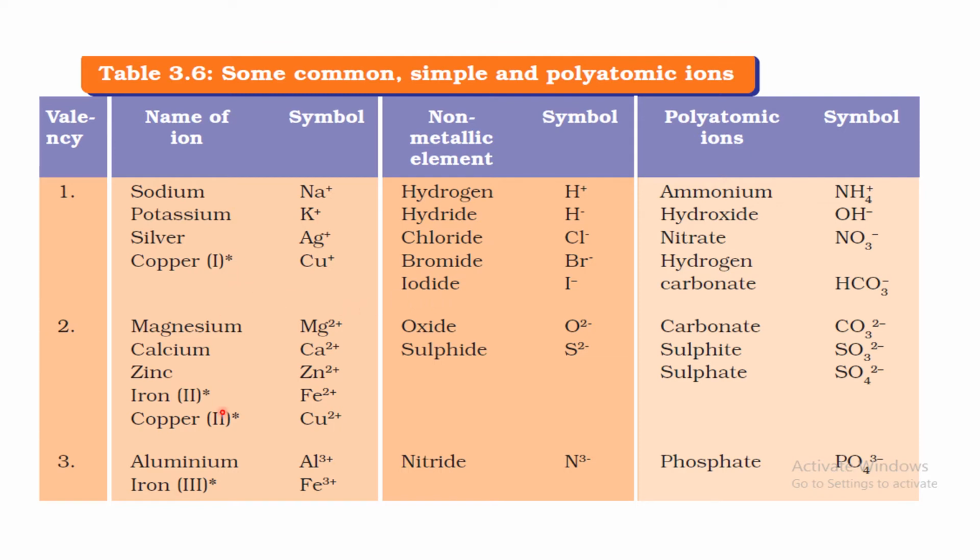On the metal side we don't change the name: sodium chloride, potassium chloride, sodium oxide, potassium oxide. But here it is changed: oxygen becomes oxide, sulfur becomes sulfide, nitrogen becomes nitride. So in this way you have to learn, and slowly, as you practice writing the formulas of the compounds, you will understand it.